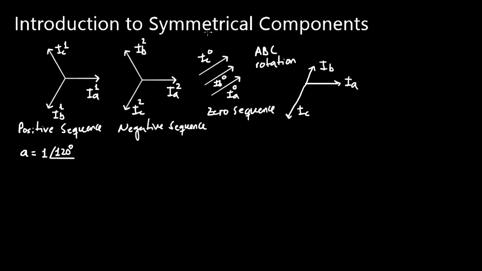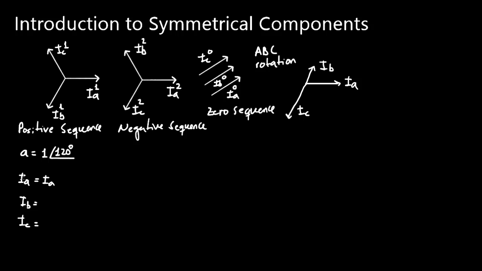So the technique of symmetrical components basically tells us that the phase currents, so let's say IA, IB, and IC, are going to be equal to the summation of all these sequence sets for that phase. So for example, the A phase current is going to be equal to IA0 plus IA1 plus IA2. So let's write that down over here.